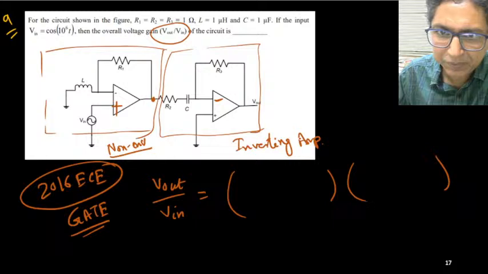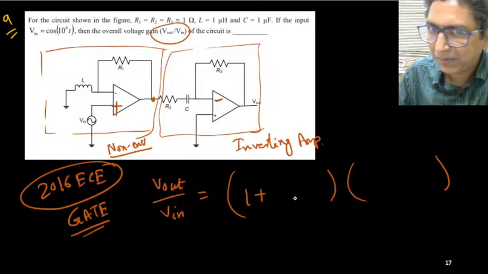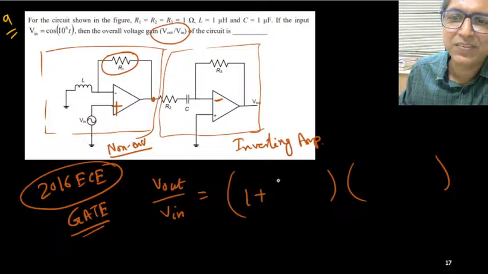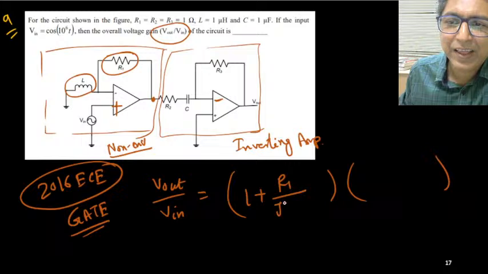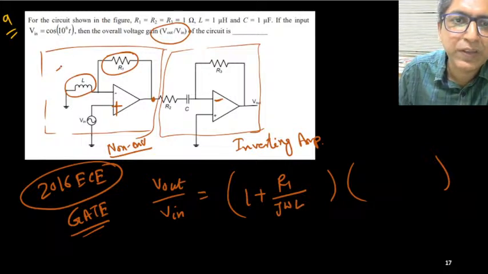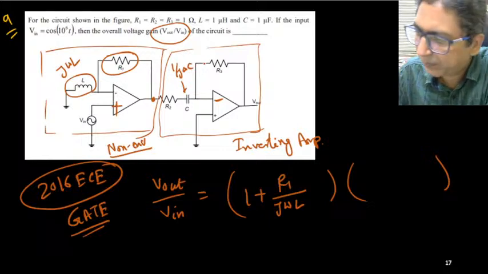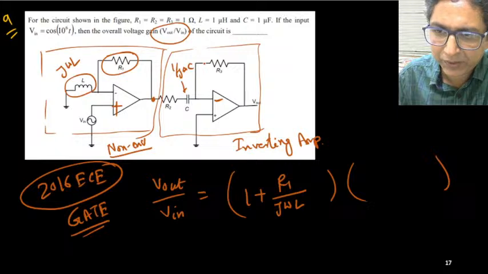Am I correct? For a non-inverting amplifier, what is the gain? 1 plus Rf by R1. Means 1 plus R1 by this reactance, j omega L. Inductor's reactance will be j omega L and capacitor reactance will be 1 upon j omega C. It's very simple. Is it okay?